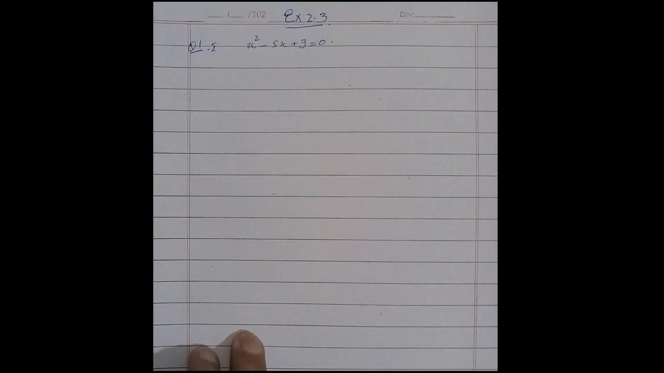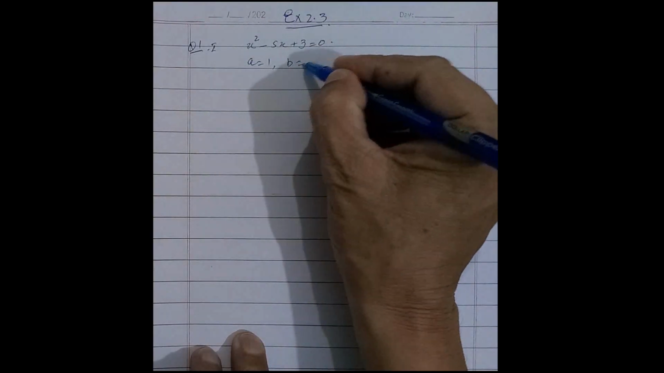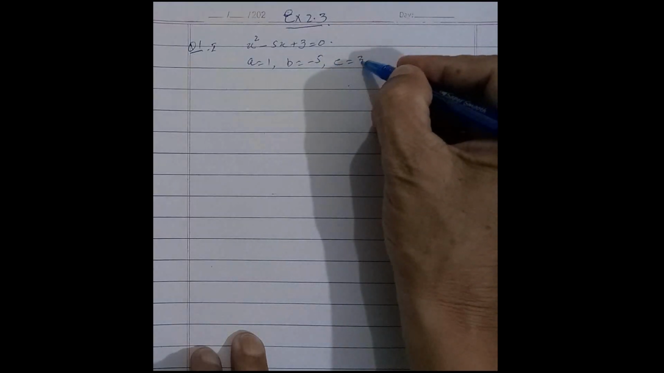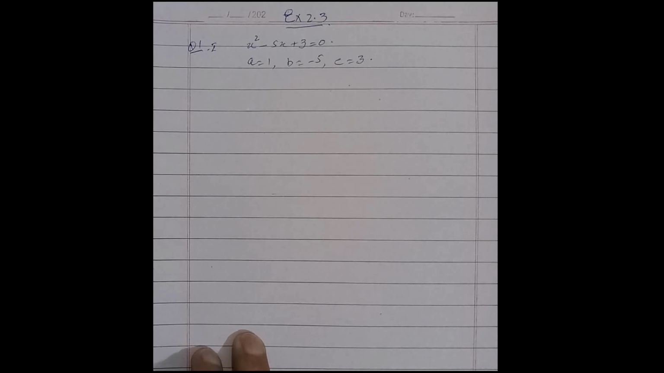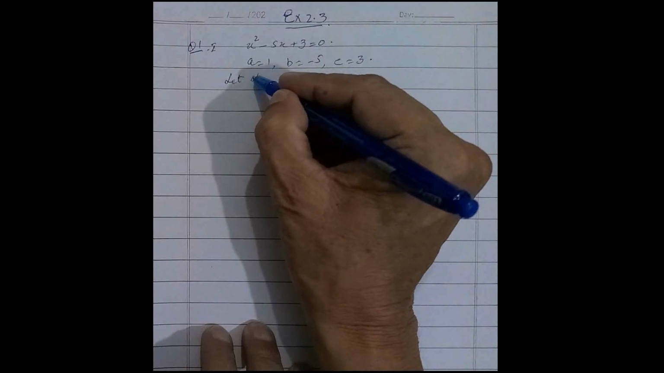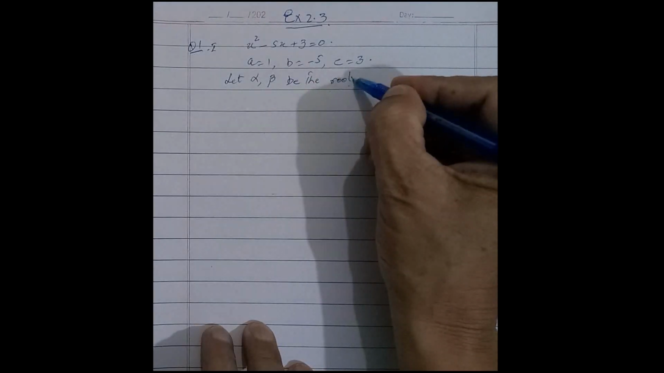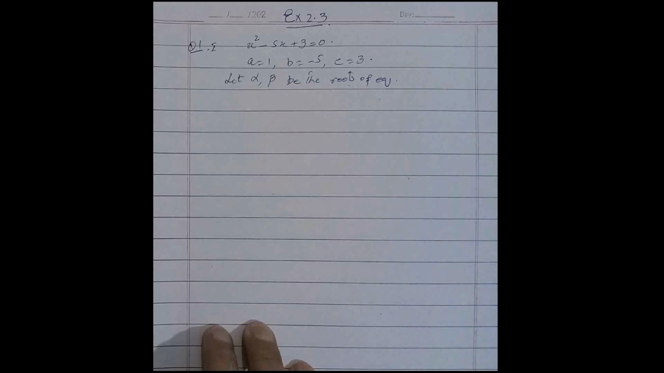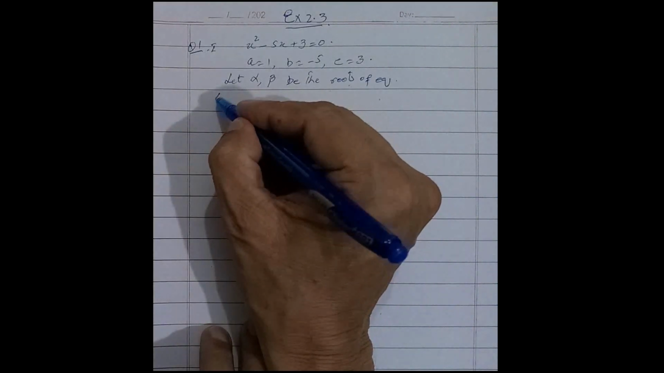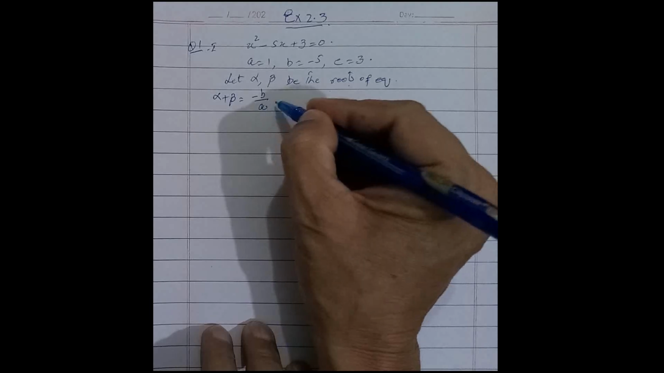It is a quadratic equation, and when we compare it with the standard quadratic equation, we find that a is equal to 1, b is equal to minus 5, and c is equal to 3. Let alpha and beta be the roots of the equation. Here we find the sum and product. The sum is alpha plus beta, which is equal to minus b over a.